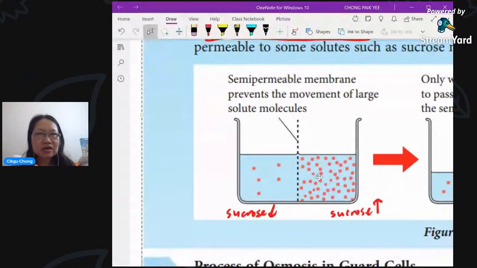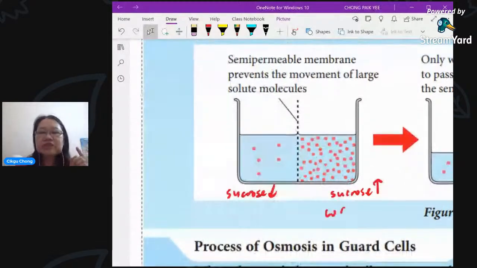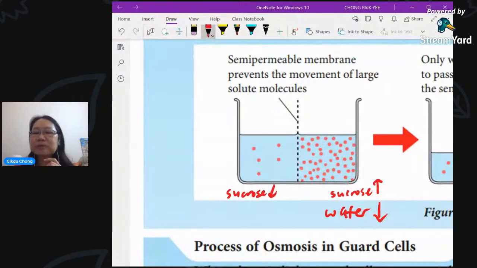Yes, water less, correct. When you have something that's very sweet, that means a lot of sugar molecules but less water. Everybody says low. Good. So let me write here: if sugar is high, that means your water will be low. You get the idea? Okay, so the water concentration here is lower.